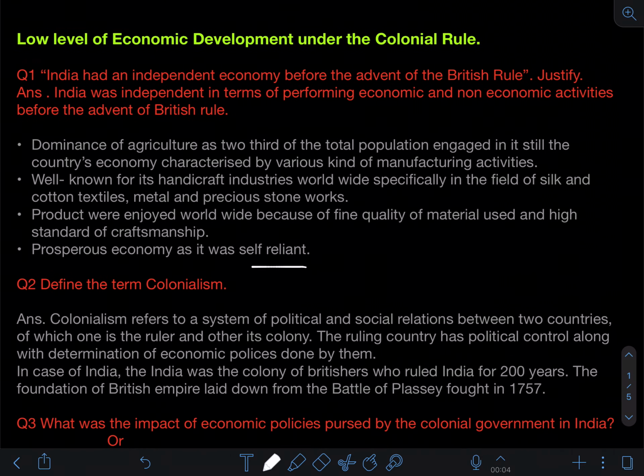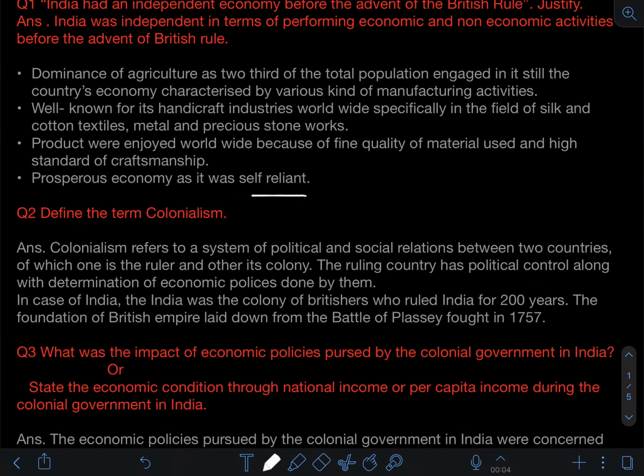Another question that can come in your examination: define the term colonialism. The probability of this question coming is only, I think, for 2 marks somewhere, not more than that. They might cover it in the definition, or somehow ask you in the form of an MCQ in some other way. I was telling you, colonialism I have already discussed when I started my video.